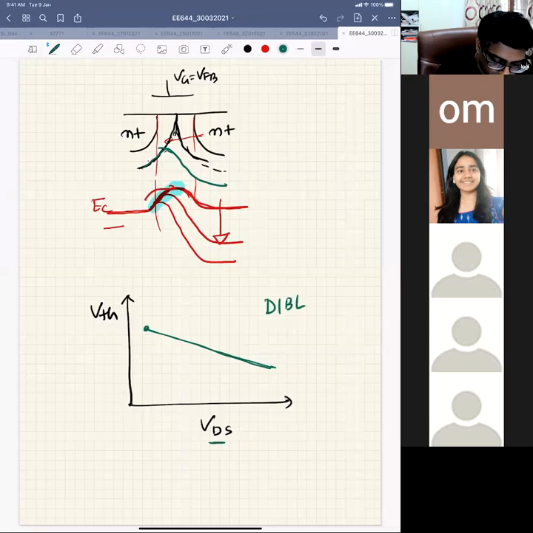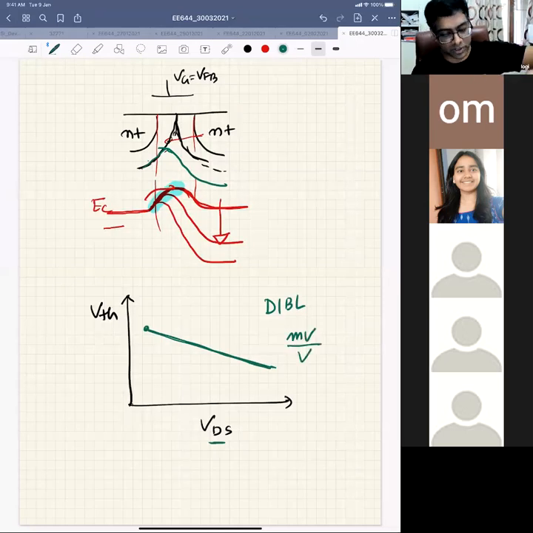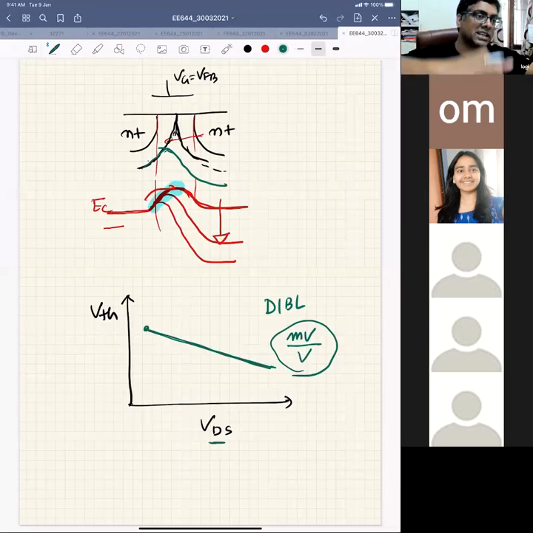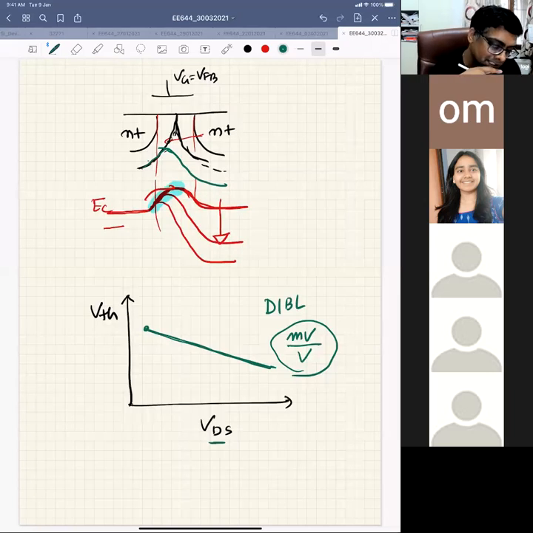This slope is the millivolt change in threshold voltage per volt change in drain to source voltage. So DIBL is given in millivolt per volt, right? Let's say per 1 volt change in drain to source voltage, how many millivolts VT changes? This number should be as low as possible. Ideally, it should be 0 millivolt per volt, but it is not. We will see in some transistors it is around 100 millivolt per volt also, right?